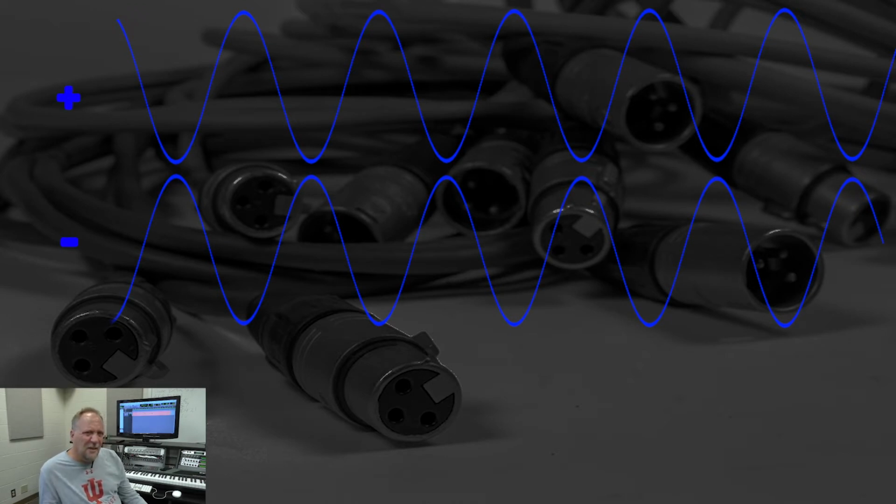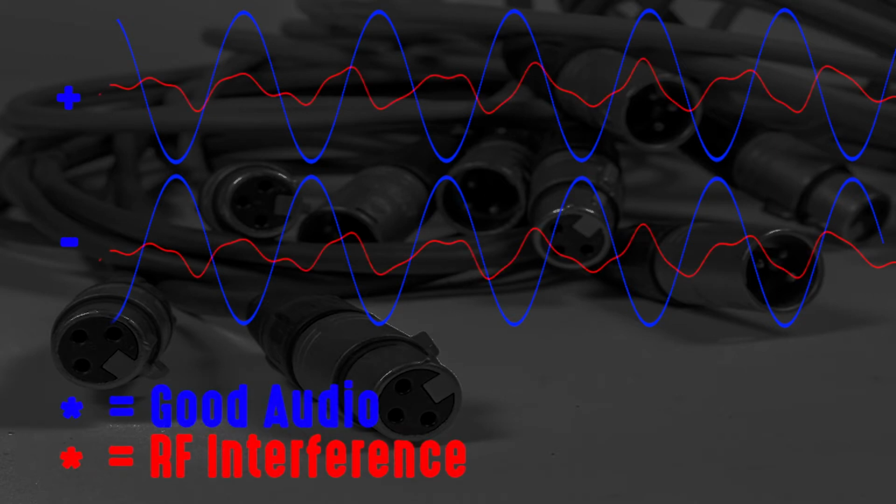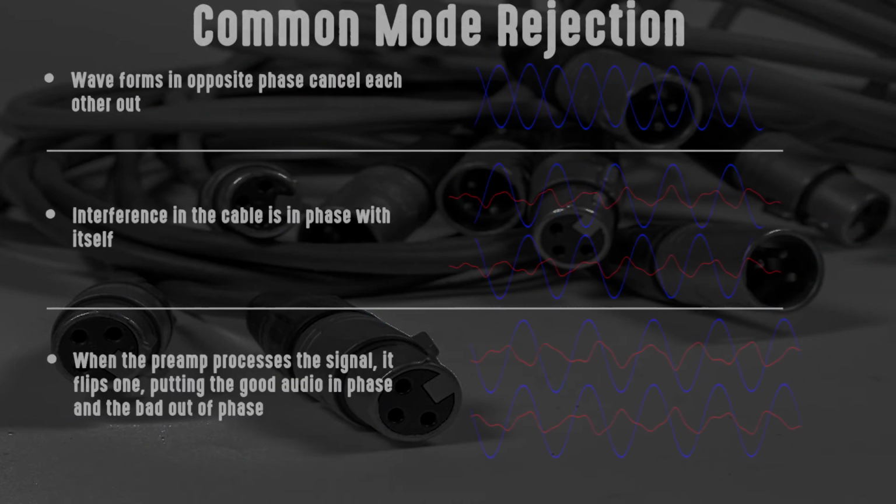What does that mean, really? Okay, so think about this. If you have interference like a cell phone or a fluorescent light or something that's putting out an RF signal that might get picked up by your microphone cable, if it gets picked up equally in both the negative and the positive conductor, it gets canceled out by the microphone preamp through a thing called common mode rejection.